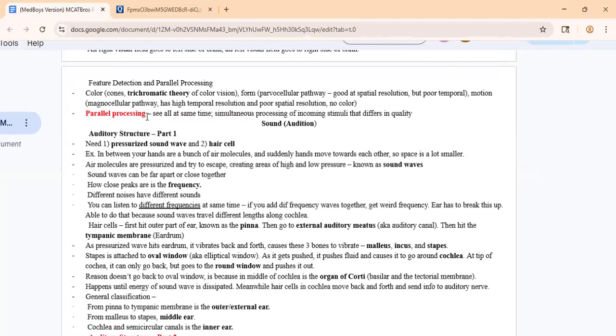Parallel processing is important, so you should see all at the same time. All the stimuli are coming together.